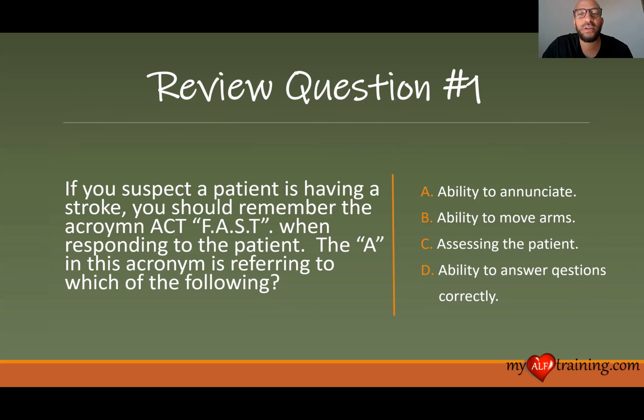Let's just see if it's the correct one. If you chose ability to move arms, then you are correct. If you remember, the FAST acronym stands for face, arms, speech, and time. We assess the face by asking the patient to smile and seeing if there's a droop to one side or an asymmetrical smile. And we assess the A by asking the patient to hold their arms out and close their eyes while sitting.